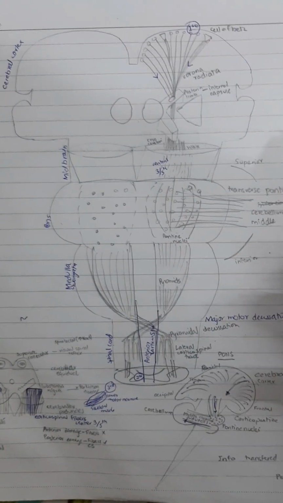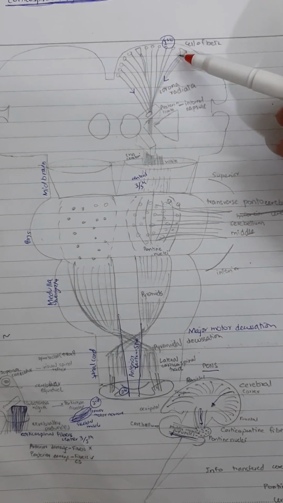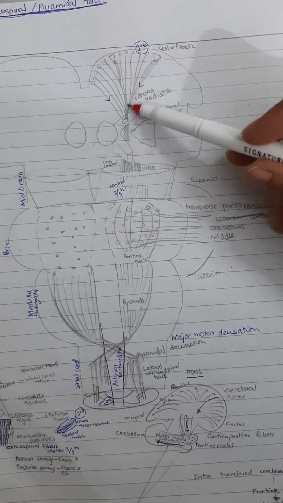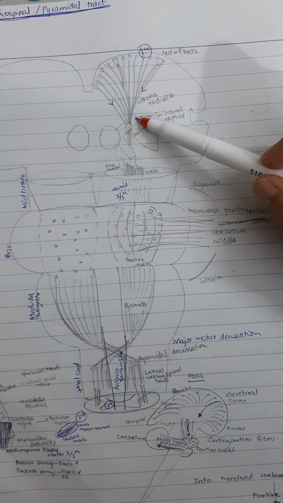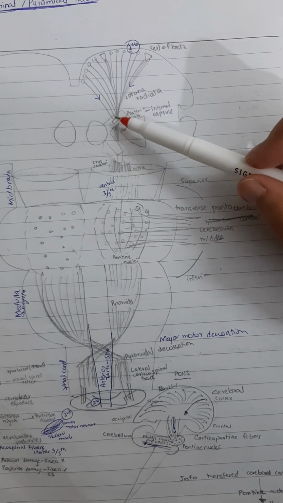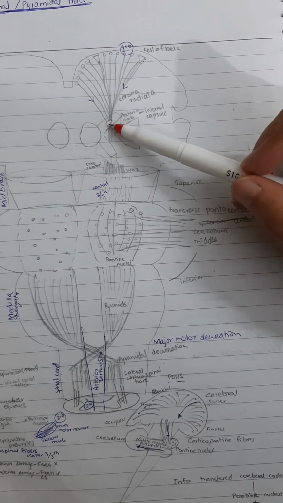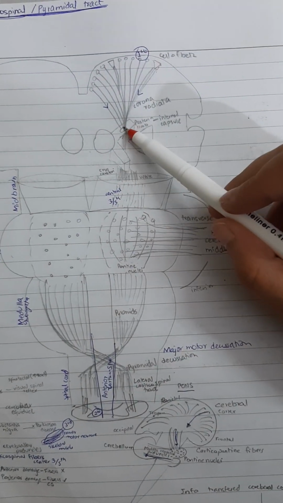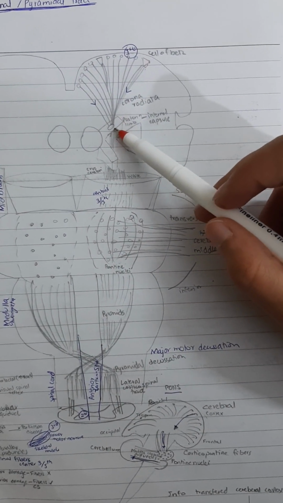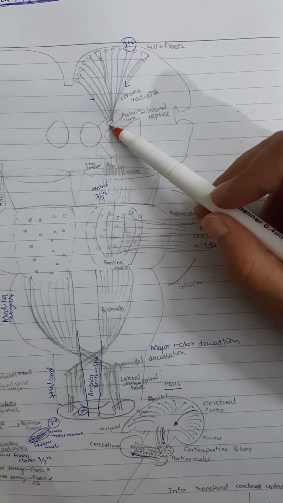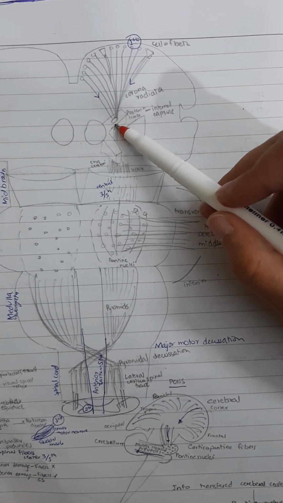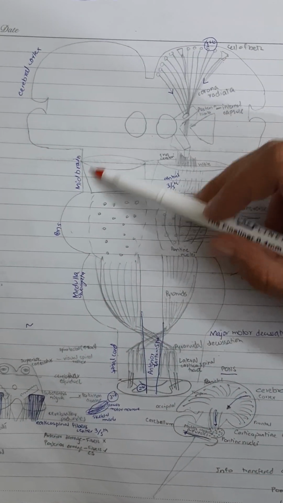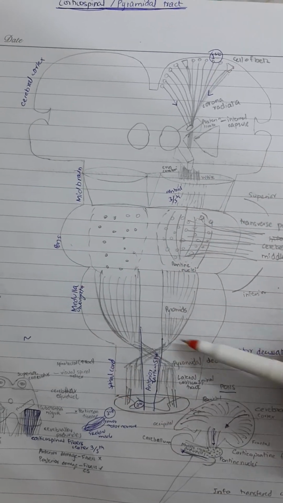All right, so this information is coming from your cells of Betz. These are your corona radiata. The corona radiata fan down and go to the internal capsule. The internal capsule has two limbs, the anterior limb and the posterior limb. They go to the posterior limb, and here they are all coming together. All these fibers are together at this point, so if there is an injury here, it is going to cause a very severe loss of sensation and very great problems. So this is the cerebral cortex, the midbrain, pons, medulla oblongata, and spinal cord, guys.